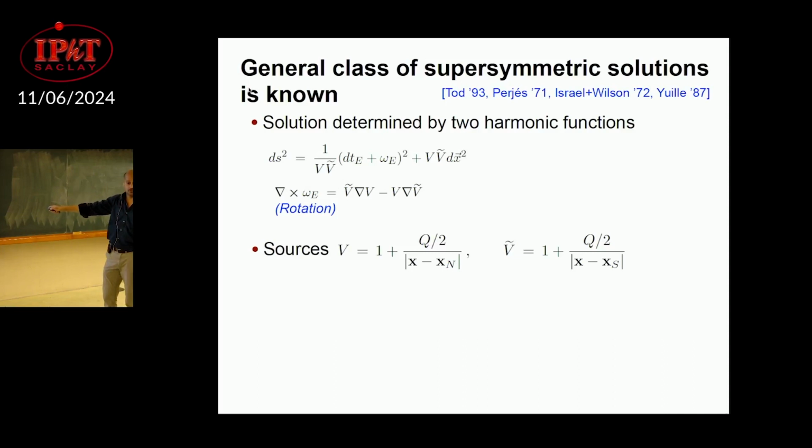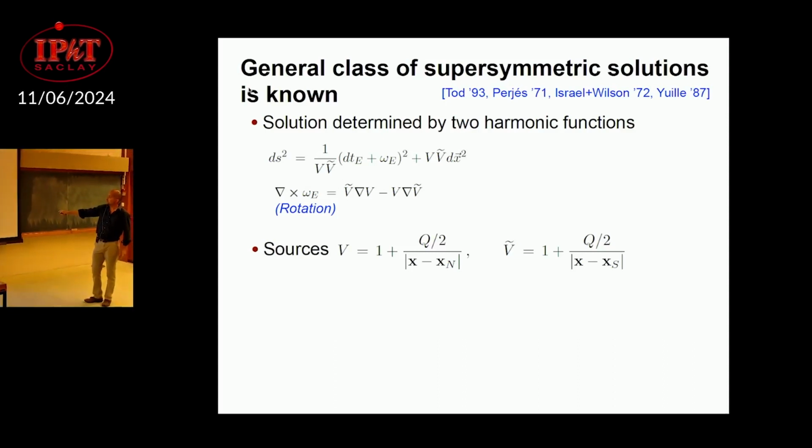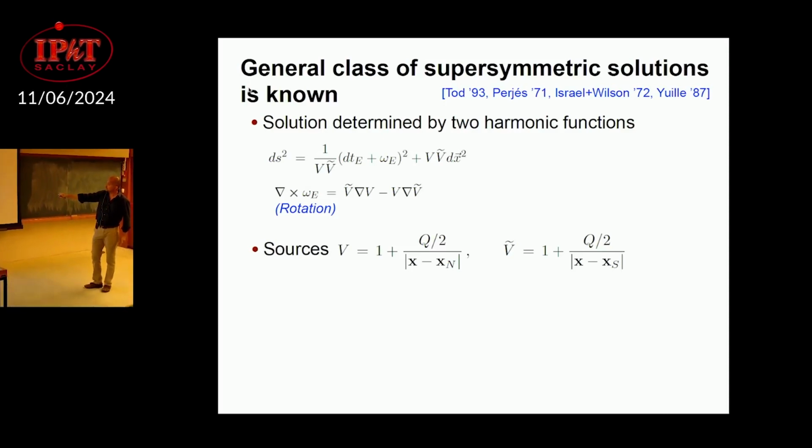It's determined by two harmonic functions, v and v tilde, which I'll take to be like this. And the metric looks like this. It has this form. Now there's a rotation in the metric, and the rotational gauge field is determined by the two harmonic functions. And these two harmonic functions I can think of as two sources.